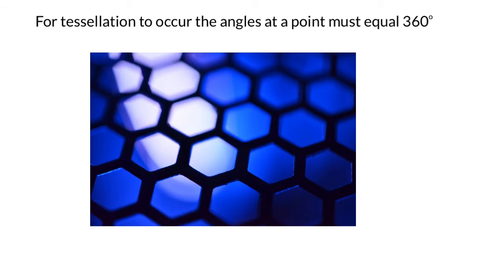So for tessellation to occur, the angles at a point must equal 360 degrees. If we think of a honeycomb structure, it tessellates because the angles about a point add to 360 degrees. That's because the interior angle for a hexagon is 120 degrees, and we multiply that by 3, we get 360. So at each point, we add to 360 degrees. Therefore, hexagons tessellate.